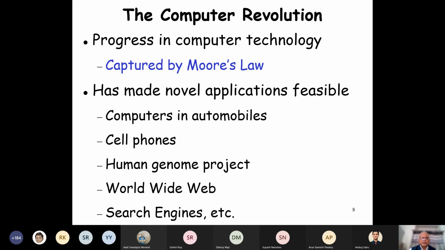Because of this improvement in computers, computers are now there everywhere: in automobiles, in cell phones, the World Wide Web, search engines, and whatever application you name, now it is all computer driven. And that is the reason why engineers from all disciplines need to know about computers, because they will be using them.